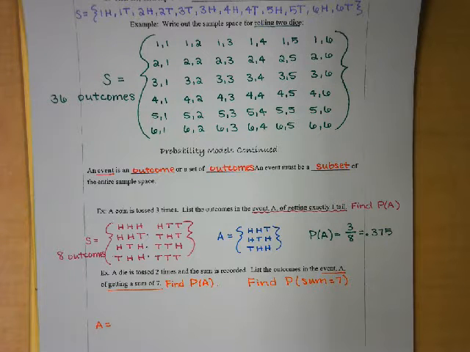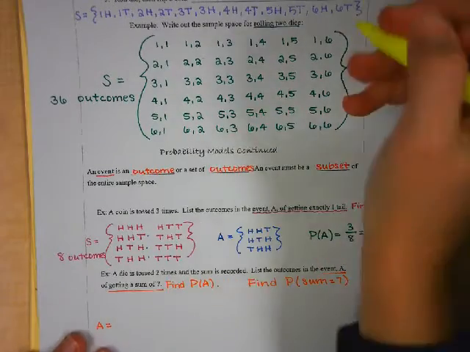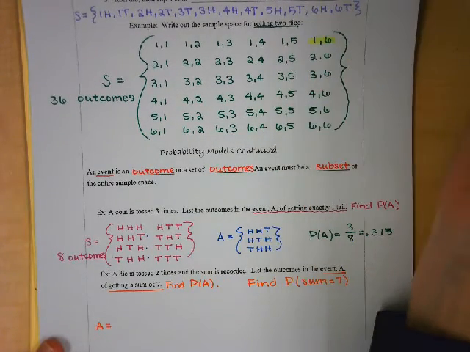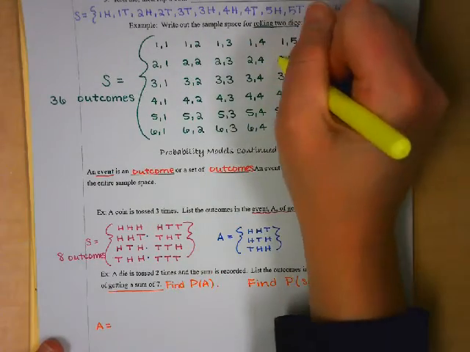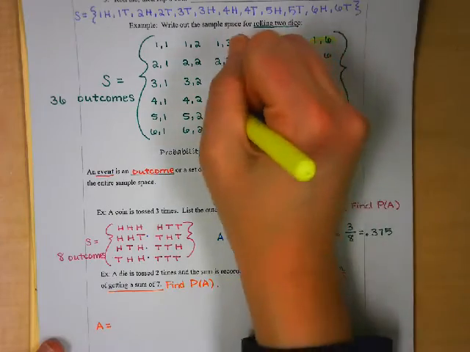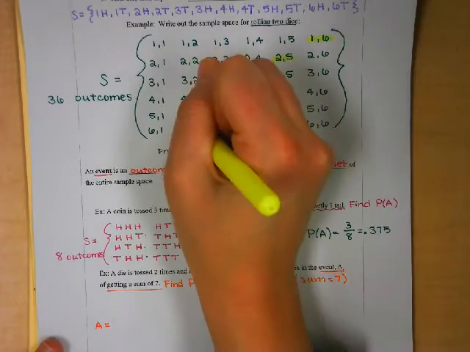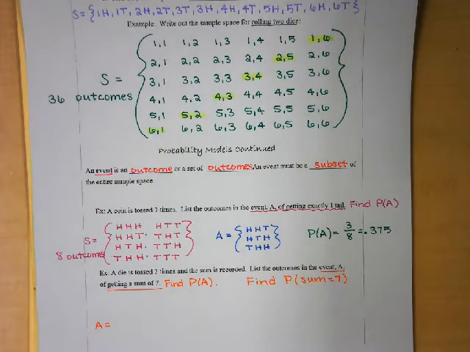Which 6, Chloe? The ones in the diagonal line, like starting at 1, 6, going down diagonally to 6, 1. So Chloe says 1, 6, which 1 plus 6 is 7. And then she said going down diagonally. So 2 and 5, 2 plus 5 is 7. 3 and 4, 3 plus 4 is 7. 4 and 3, 4 plus 3 is 7. 5 and 2, 5 plus 2 is 7. And then 6 and 1. Thank you, Chloe.